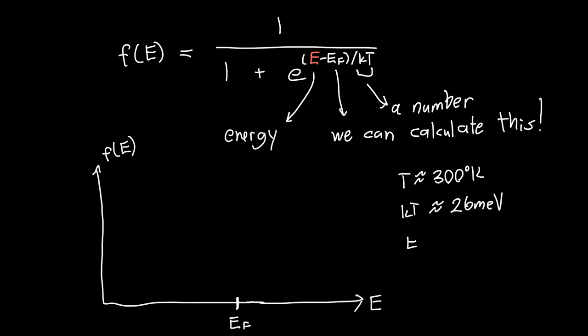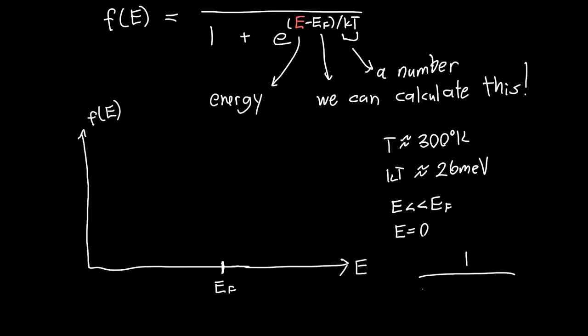So what does it look like when E is much, much less than EF? Say, when E is equal to 0, for example. Well, then this equation just looks like 1 over 1 plus e to the minus EF over kT. And since I've done some semiconductor physics, I know that this EF is usually like 0.5 electron volts. And 0.5 divided by 0.026 in this exponential term, this is going to be very close to zero. So our Fermi function is approximately 1 at energies much smaller than the Fermi energy.